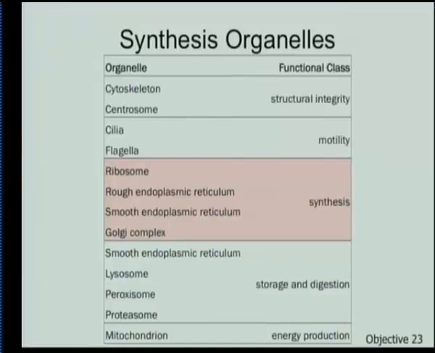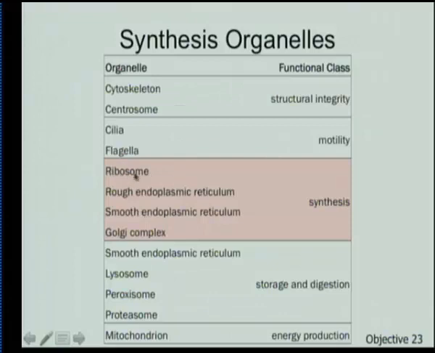Okay, as we continue to look at organelles, we notice we're still breaking them down in terms of their functional class that we've talked about, organelles that promote structural integrity. We talked about organelles that facilitate motility. Now we want to talk about a group of organelles that are involved in synthesis. Now this can be synthesis of proteins, this can be synthesis of lipids, a number of things, but we're going to kind of talk about how they do this.